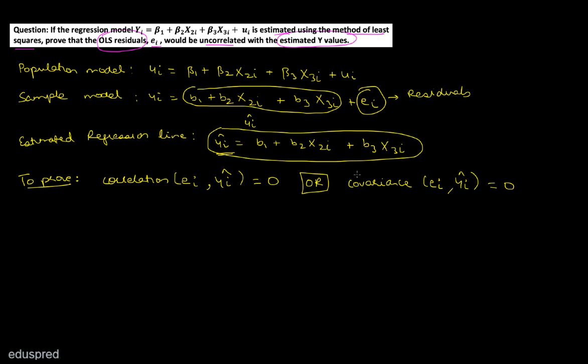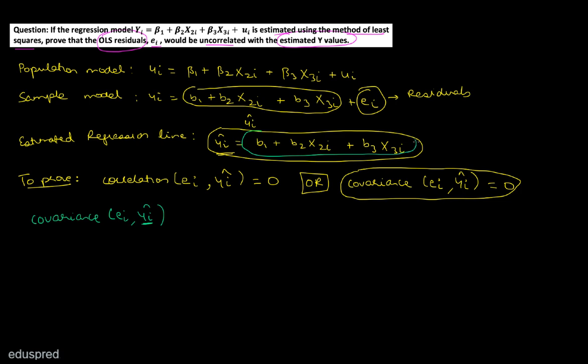So what I'm going to do is I'm going to focus on this part, as this is going to be simpler. And if we are able to prove that this covariance is 0, then it will automatically imply that even the correlation is 0. Okay, so let's get started with the proof. Let's see how can we write covariance between ei and yi hat. We already know that yi hat is equal to this. So that means I can write that this expression is equal to covariance between ei, and instead of y hat I can just write this expression over here. So it's b1 plus b2 x2i plus b3 x3i.